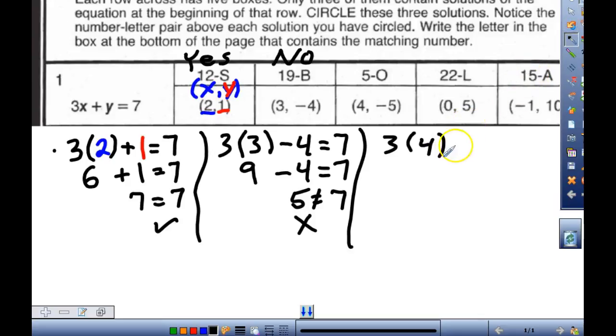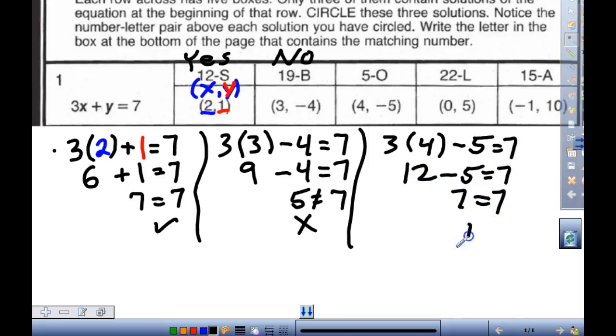There you go. Minus 5. So this one is a solution, yes. And you can read the directions on how to fill out the box.